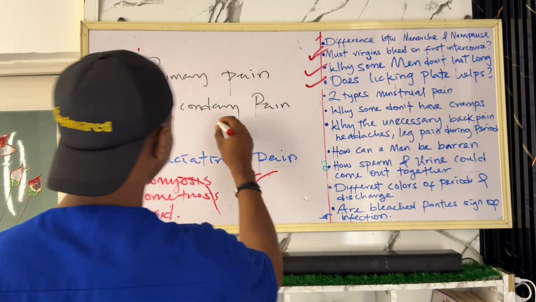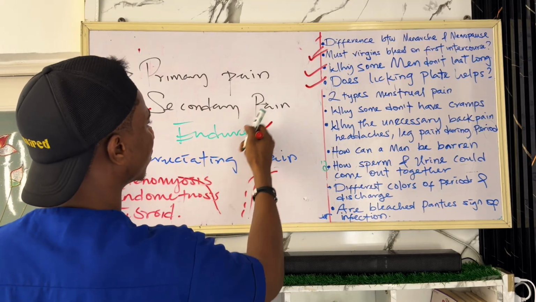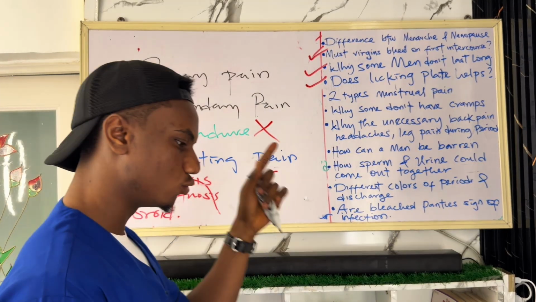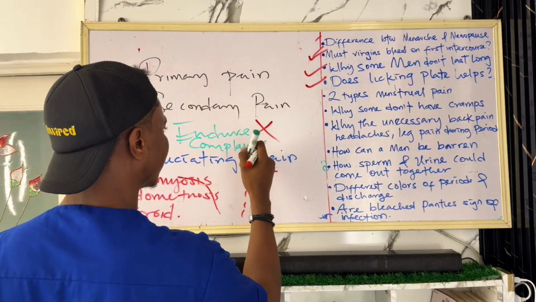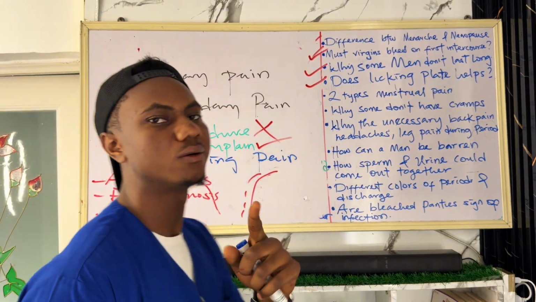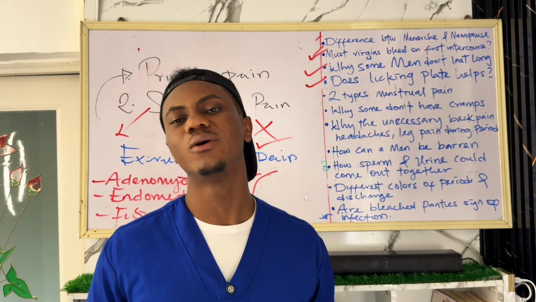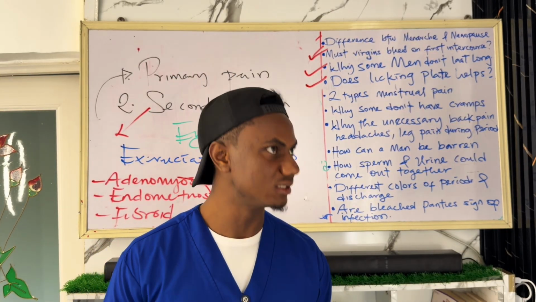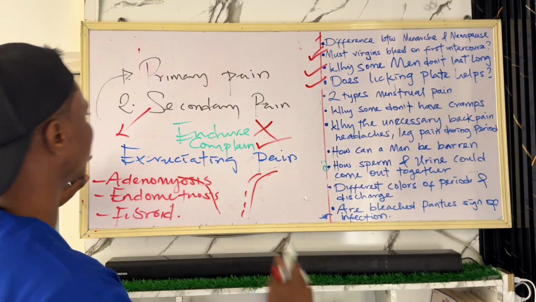Note, secondary pain is not something for you to endure. You don't endure secondary pain. You go and complain at the hospital. Do you understand what I'm saying? You don't endure secondary pain because it is excruciating. It's as if you want to take your life. It's not something where somebody will say, don't worry. It comes with drowsiness, dizziness, as if you will fall down. Please report yourself to the hospital. It is very important, so take note of this.